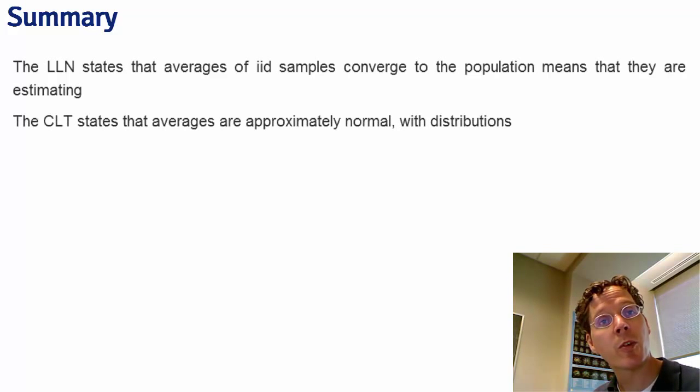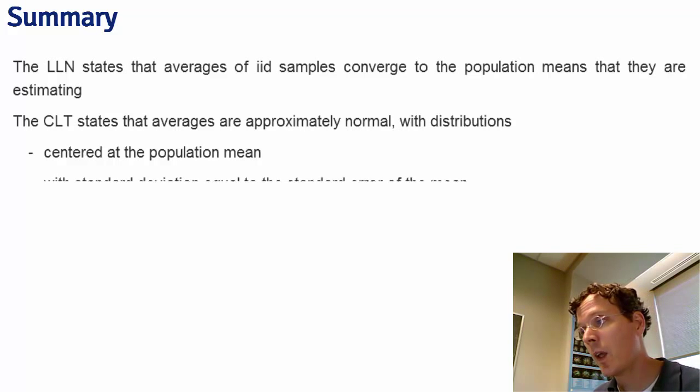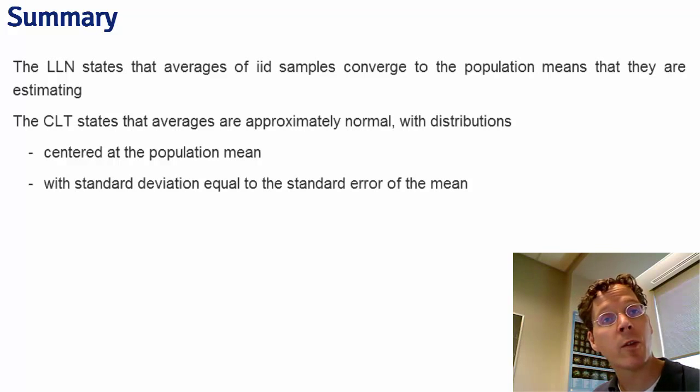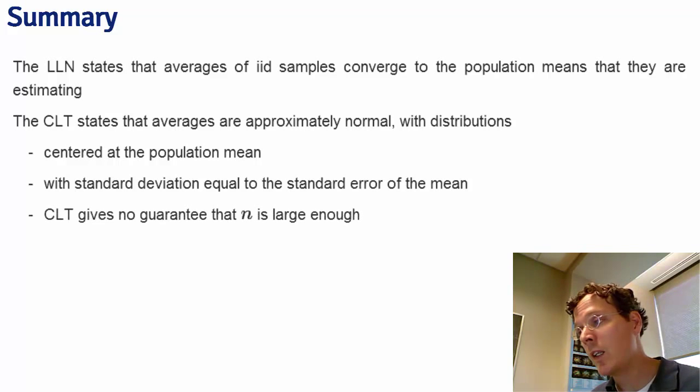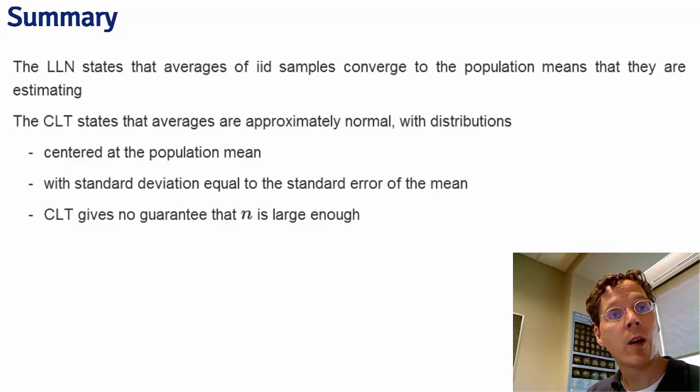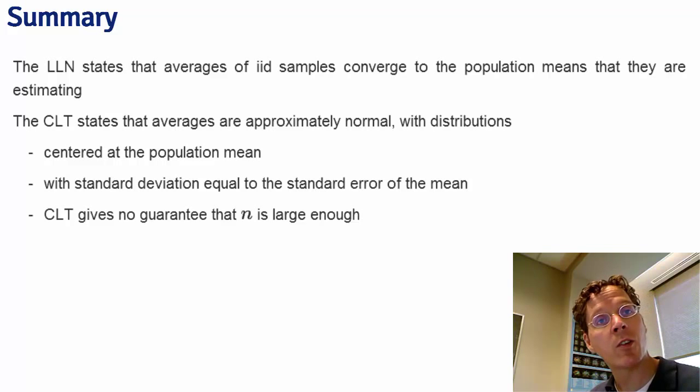The central limit theorem is also a theorem involving averages, and it states that averages are approximately normal with distributions centered at the population mean, which we knew regardless of the central limit theorem, and with standard deviations equal to the standard error of the mean, which we also already knew without the central limit theorem. However, the central limit theorem also tells us that they're approximately normal. However, the central limit theorem doesn't give any guarantee that n is large enough for this approximation to be accurate, and we've seen some instances with confidence intervals where it's very accurate and instances where it's less accurate.